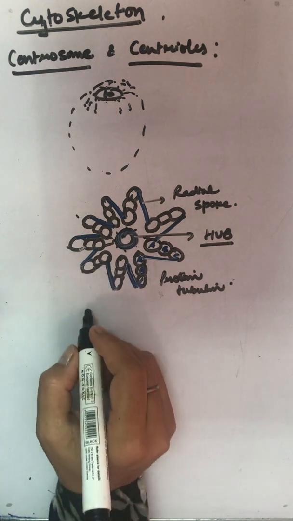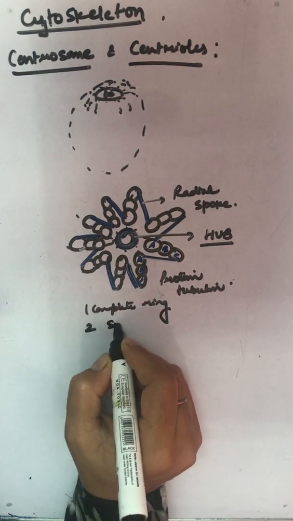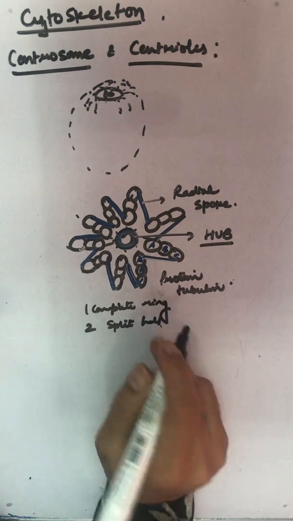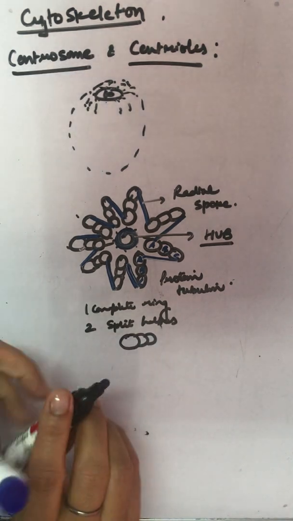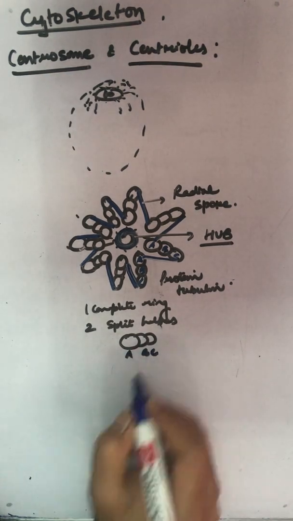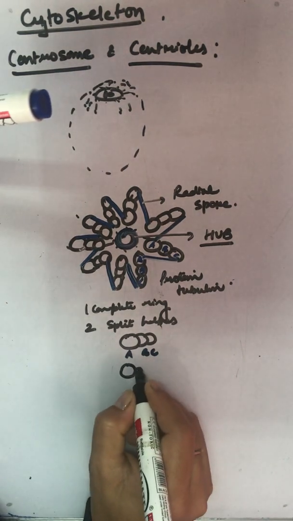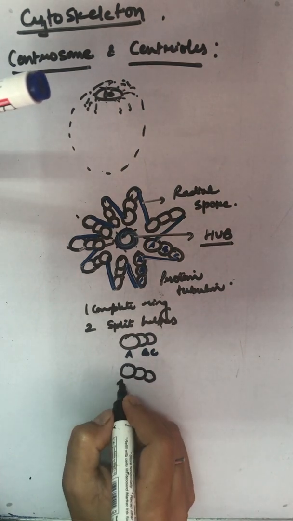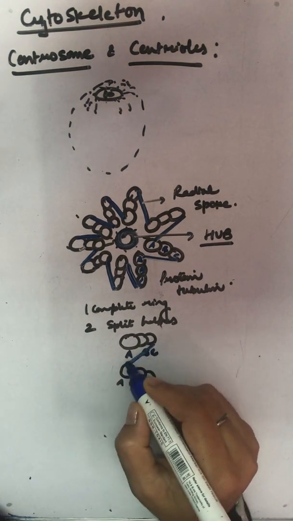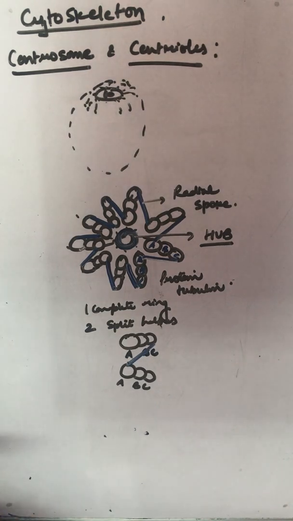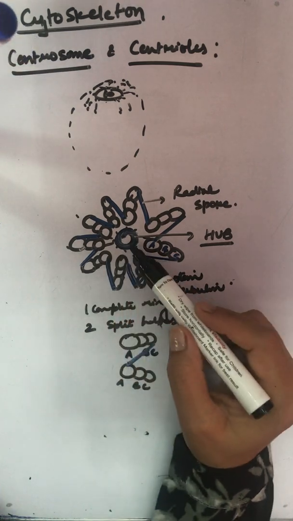Now these microtubules is 1 complete ring and 2 split halves which are connected to each other. 1, 2, 3 in this way. This is A, B and C, and same way the another A, B and C. So here the C is connected to A of each microtubule like this, forming an arrangement of a star appearance. Since there is a central hub, there is no microtubule which is there in the center.